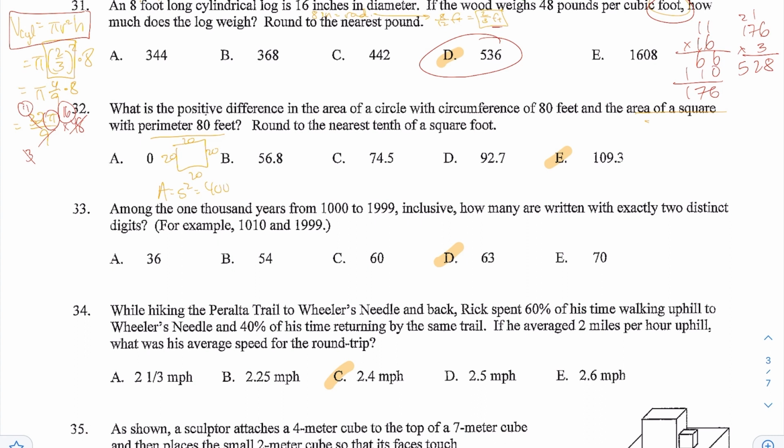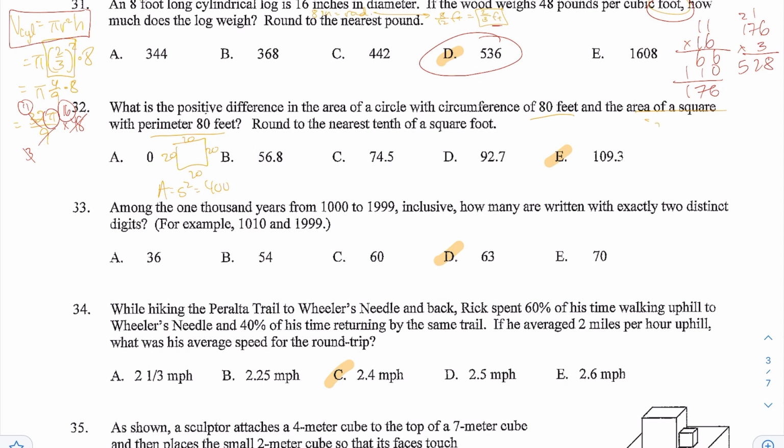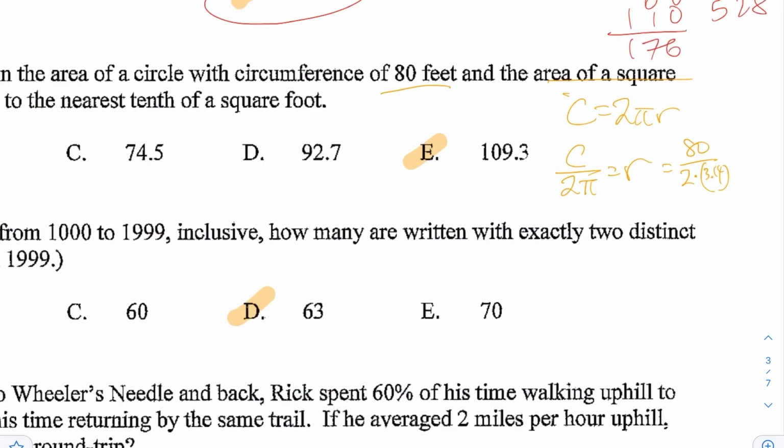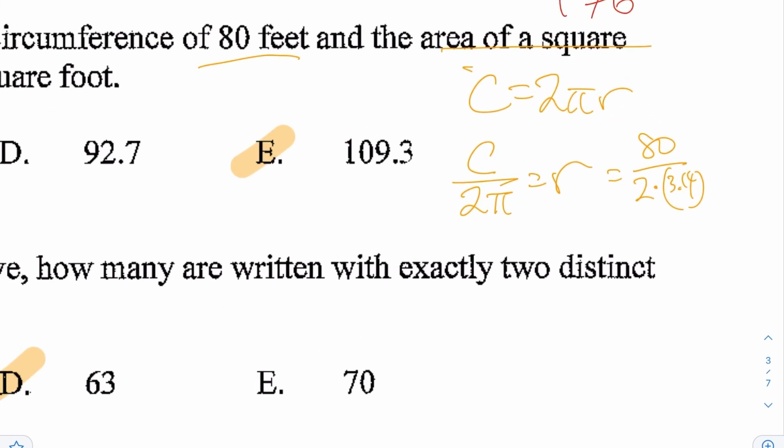Now for a circle with circumference of 80 feet, where circumference is 2 pi r, you want to solve for the radius r. You could do c divided by 2 pi is equal to r. So that would be 80 divided by 2 times 3.14. Now from here, you would have to square it and multiply by pi again.